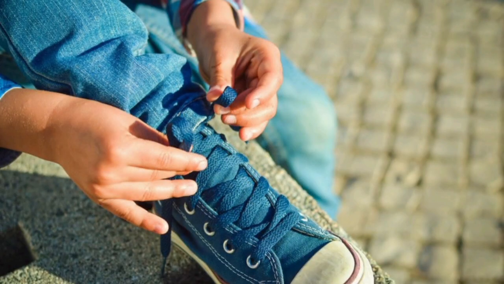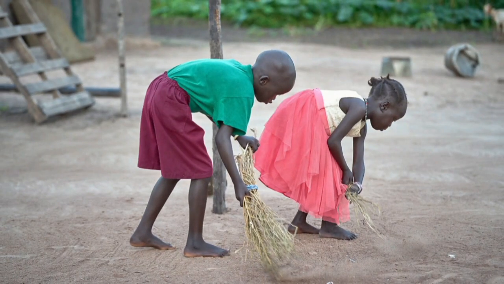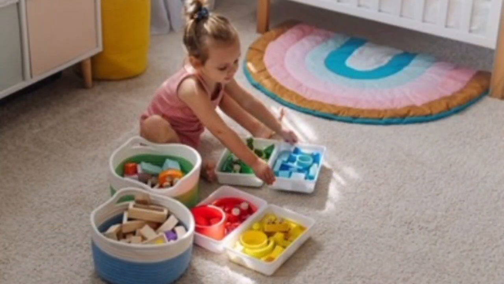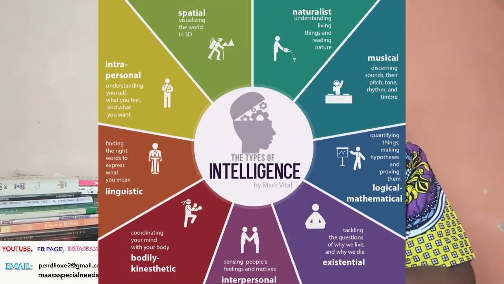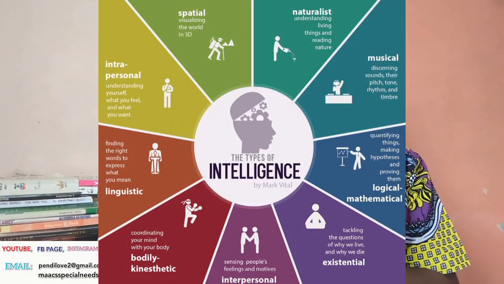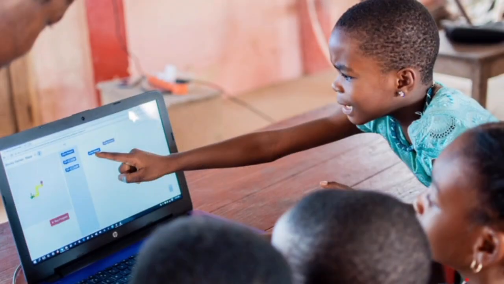If the child can lace his shoe, the child is intelligent. If the child can speak, the child is intelligent. If the child can sweep, the child is intelligent. If the child can arrange, the child is intelligent. So when you are assessing the intelligence of the child, look at all these areas. There are certain learners, they are not good in math, but put before them a computer and they will function very well with IT. That is them also.